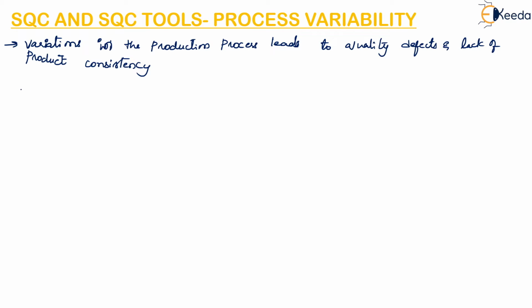So now let us learn what the sources of variation are. Once we know the sources of variation, we can easily analyze how these statistical quality control tools can help us to check for the process variability. Now, sources of variability. Here we will know the common and assignable causes.